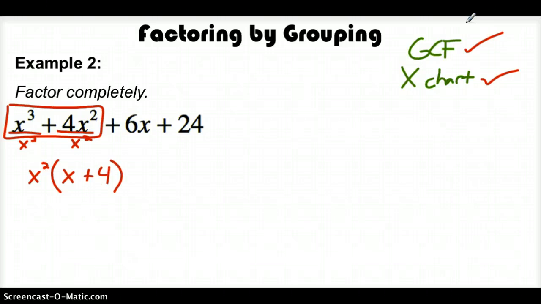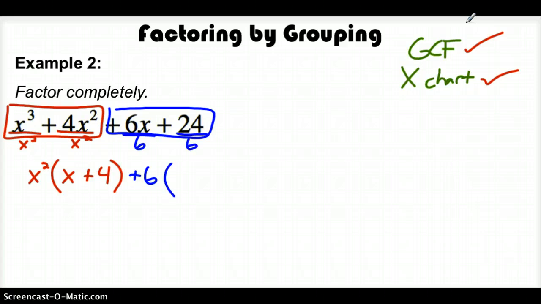Now let's look at this blue part. Let's see what I can take out of this blue part. It looks like I can take out a positive 6. I can't take out any x's because not both terms have x's in them. But let's divide both of these by 6, and I'll be left with x and then plus 4.